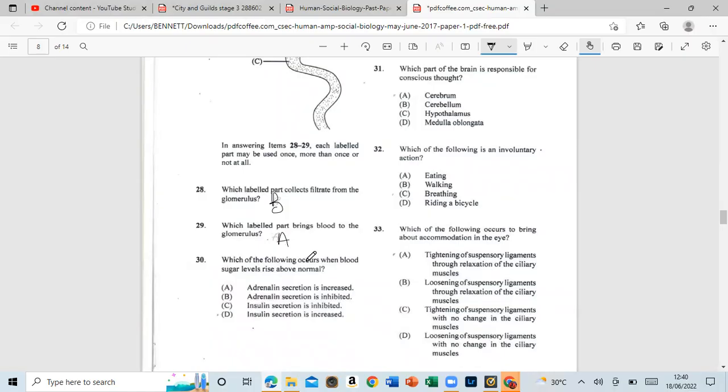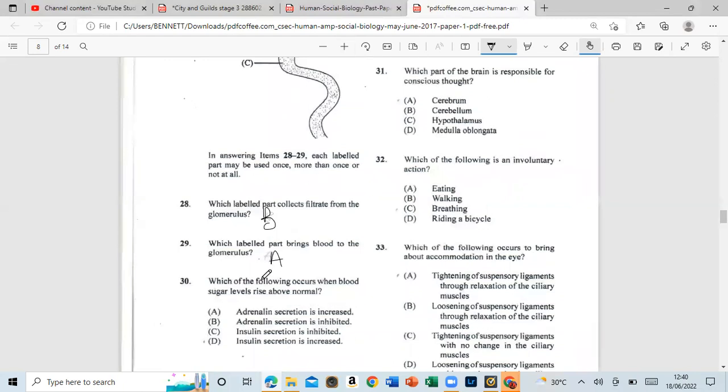30, which of the following occurs when blood sugar level rises above normal? A, the adrenaline secretion is increased. B, the adrenaline secretion is inhibited. C, insulin secretion is inhibited. D, insulin secretion is increased. And that's D, the insulin secretion is increased.